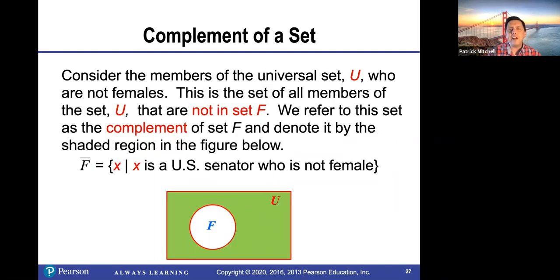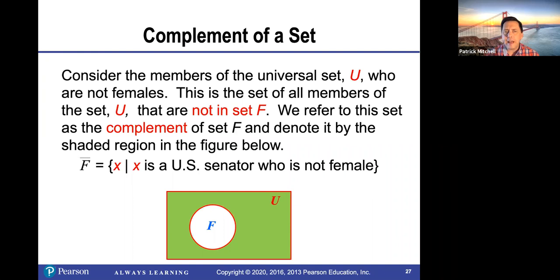If we wanted to talk about the senators who live outside that circle, we would do it like this. That's called the complement of the set. Consider the members of the universal set U who are not females. This is the set of all members of the set U that are not in set F. We refer to this set as the complement of set F and denote it by the shaded region in the figure below. So you see the green shaded region inside set U, but outside set F.